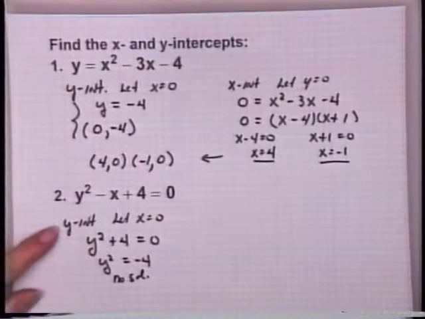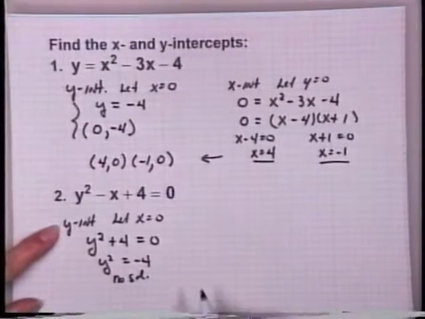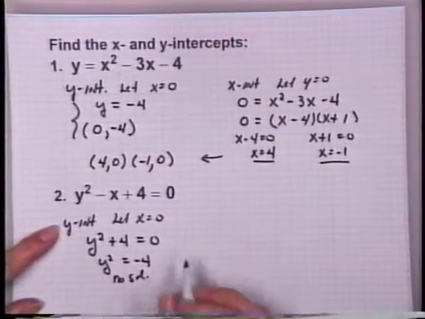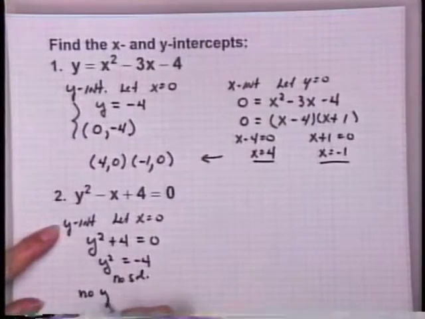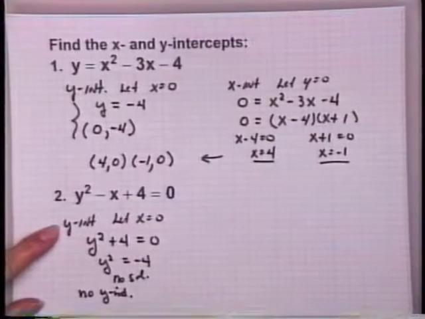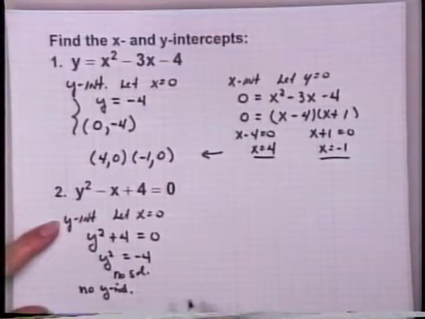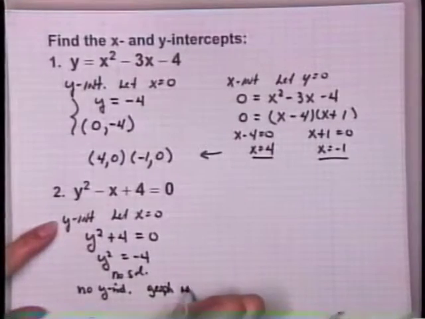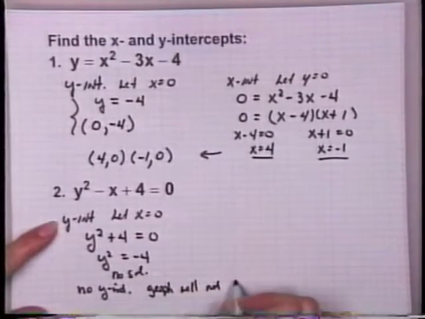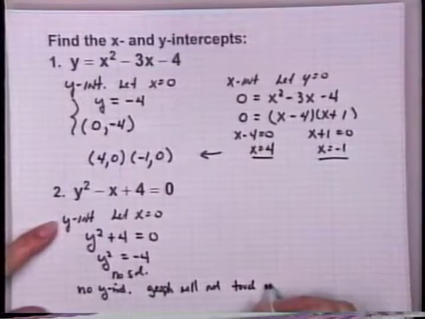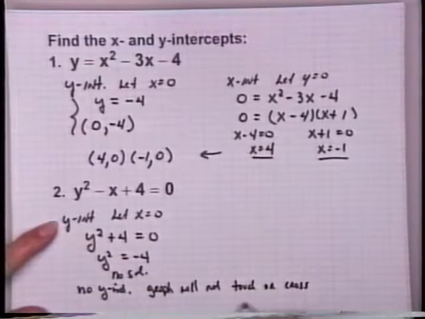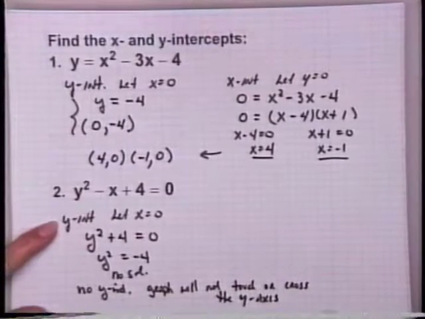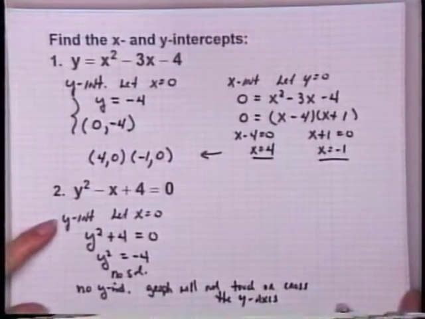Okay? Now we were looking for y-intercepts, and when I let x be 0, I got no solution. This tells me there are no y-intercepts. If there are no y-intercepts, then my graph will not touch or cross the y-axis. Okay? So I know my graph absolutely will not touch that y-axis.